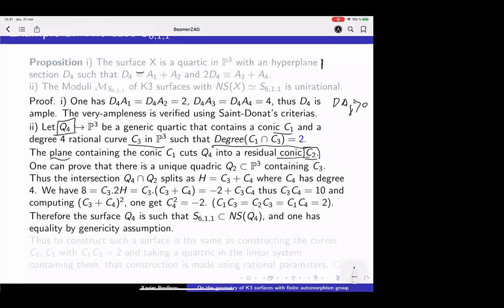Moreover, it is an exercise in the book of Hartshorne that one can prove that there is a unique quadric Q2 that contains C3. And so when you take the intersection of your surface Q4 with the quadric Q2, it contains the curve C3.